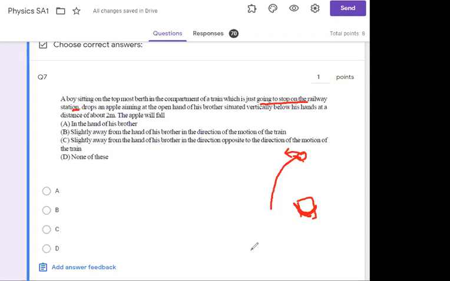Okay. So what is the answer? What is the answer? Clear हुआ सबको ये? Everyone? In the direction of motion हो गया ना? In the direction of motion, right? It is in the direction of motion ना? C कहाँ से आ गया? है ना?